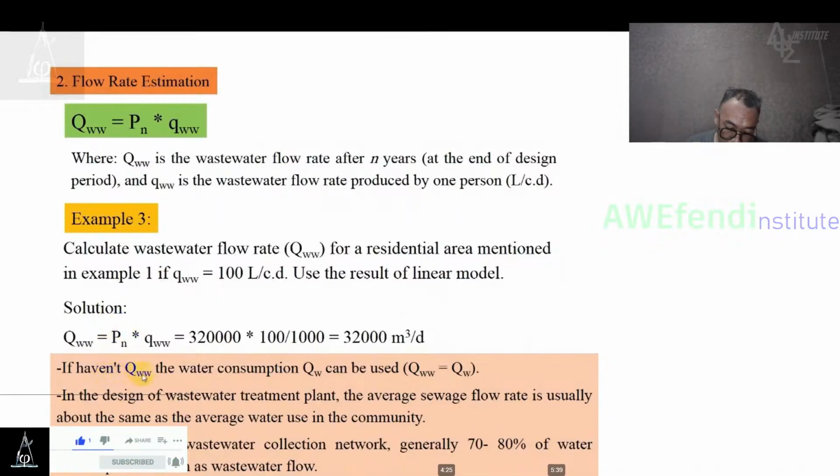If we haven't q wastewater, the water consumption QW can be used. So Q wastewater equals QW. This just in the treatment plant design. In the design of wastewater treatment plant, the average sewage flow rate is usually about the same as the average water used in the community. But in the design of wastewater collection network, generally 70 to 80% of water consumption is taken as wastewater flow.